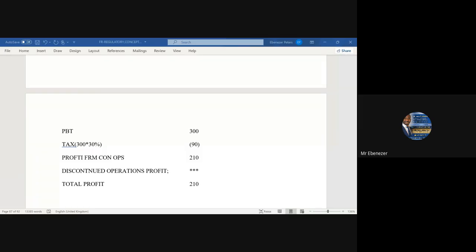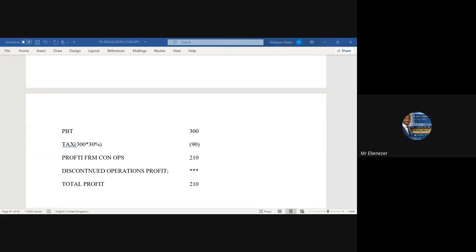For the discontinued operation, are we still going to work it the way we work the continued operation, or do they usually just give us the figure? They will usually give you the figure. You know, the discontinued operation is actually meant to be disclosed. It's not something that you should waste your time doing the calculation on. It should be disclosed. You understand me now?